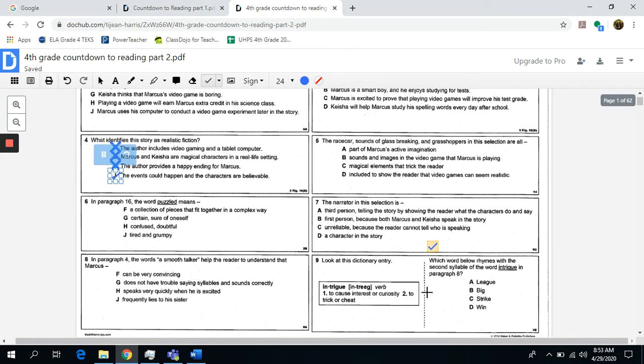The question that you guys will respond to for the pop question is question number 7. The author writes, the narrator in this selection is A, third person telling the story by showing the reader what the characters do and say. B, first person because both Marcus and Keisha speak in the story. C, unreliable because the reader cannot tell who is speaking. And D, a character in the story. All right? And that is our pop question for today.